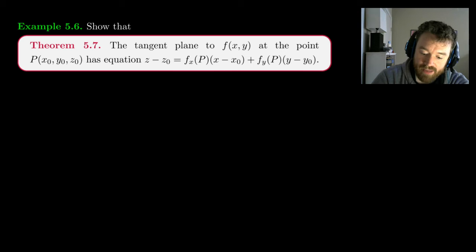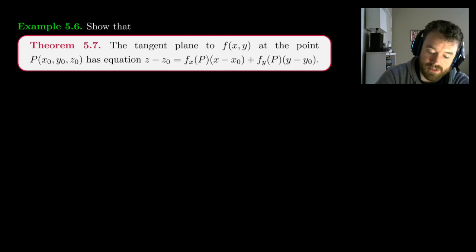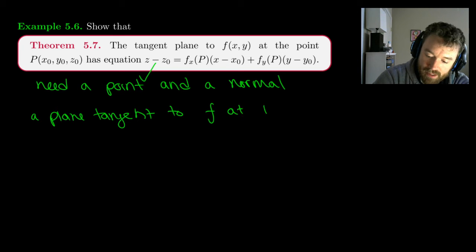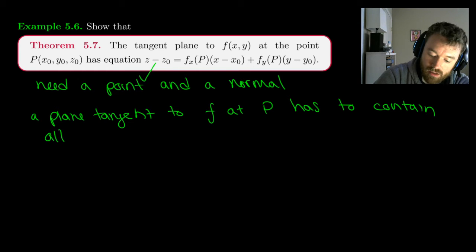So the tangent plane to f at the point x0, y0, z0: we need a point, which we have, and a perpendicular line, a normal. So the point we have, the normal, this is what we're trying to find. So certainly it is true that any plane tangent to f at P has to contain all lines that are tangent there.